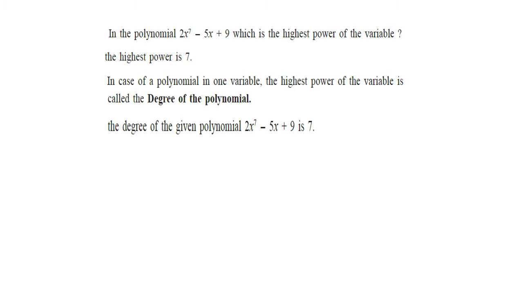In the polynomial 2x raised to 7 minus 5x plus 9, which is the highest power of the variable? The highest power is 7. In case of a polynomial in one variable, the highest power of the variable is called the degree of the polynomial. Therefore, the degree of the given polynomial 2x raised to 7 minus 5x plus 9 is 7.